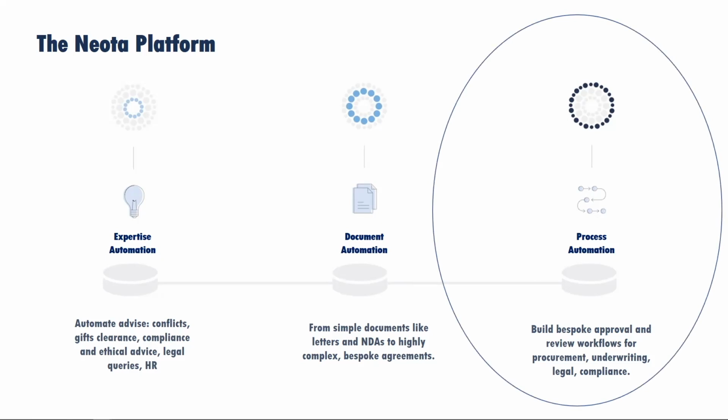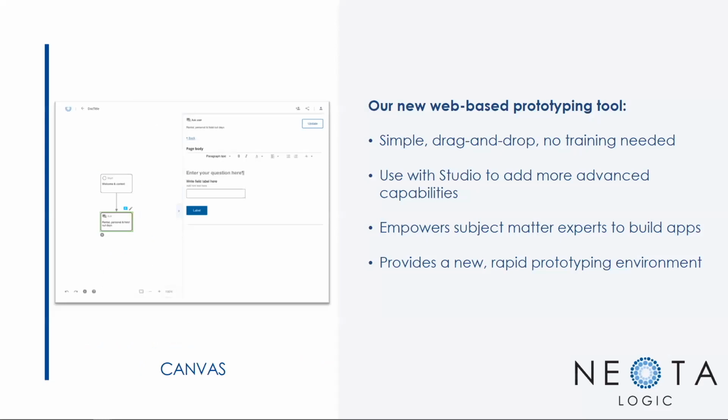Canvas falls within the expertise automation category. And it is a web-based authoring tool that enables subject matter experts to quickly and effectively turn their expertise into runnable applications. A few key points: Canvas requires no training to use and uses drag and drop elements that allow users to ask questions, apply formulas, rules, logic, generate output reports, etc.